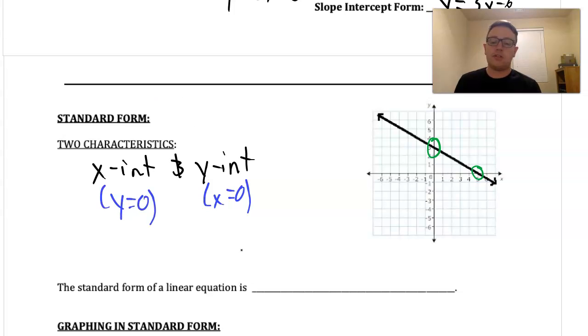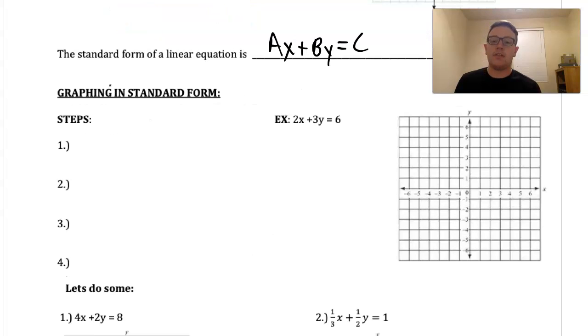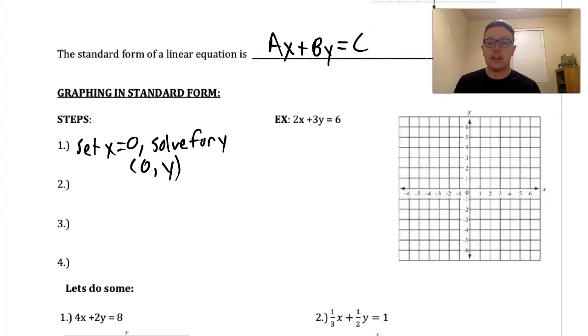So what's our equation for a standard form? It's some number a times x plus b times y is equal to c. Now this is the most annoying one, but it's actually sort of handy. And let's show you why when we get to graphing. For graphing in standard form, what do we do? Well, step 1 is going to be set x equal to 0. Then we can solve for y. This will give us the point 0, y, or our y-intercept.